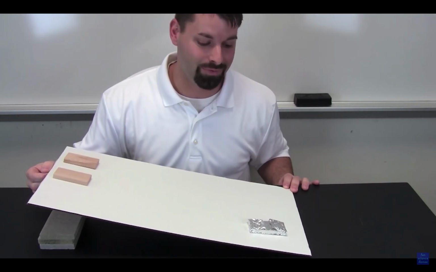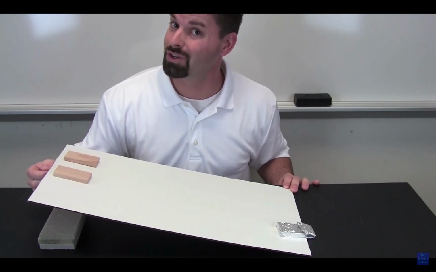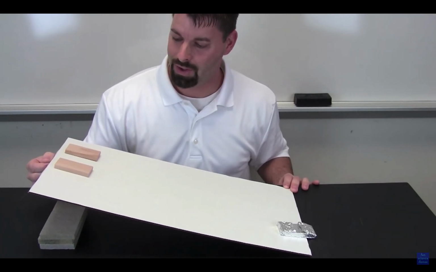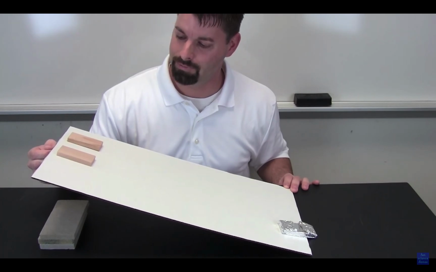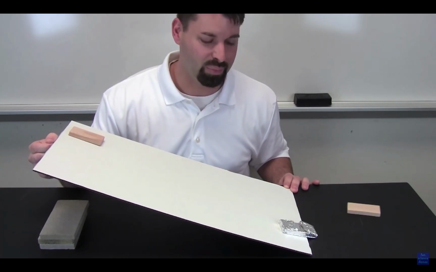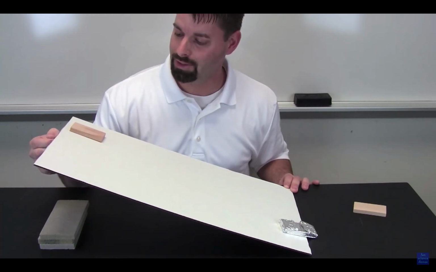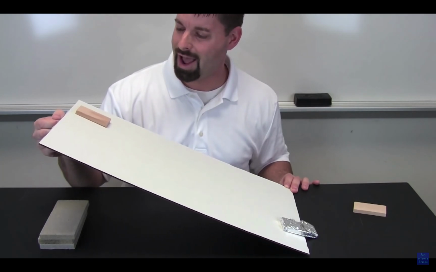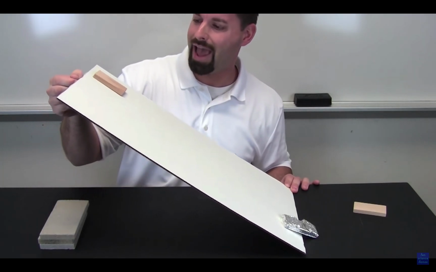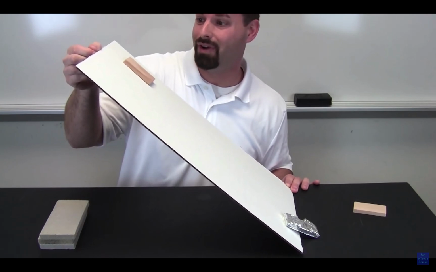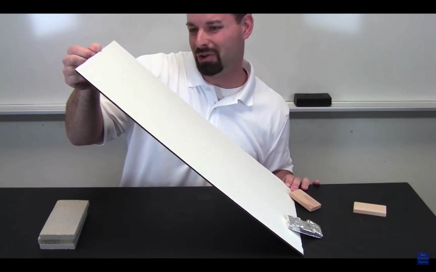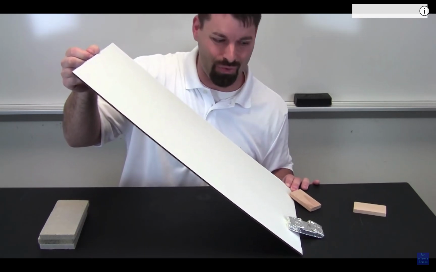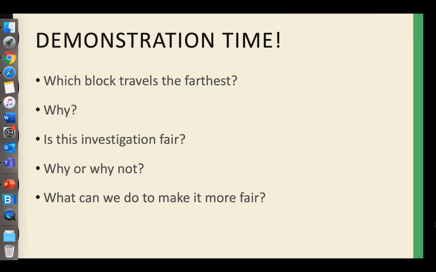Wow. The aluminum foil slid first. Which do you think is going to be next? Keep raising the slide. Higher. The plain block went next. You can even see the friction in action here. It's hanging on. It doesn't want to move. The sandpaper goes down. Look at the height of that ramp.